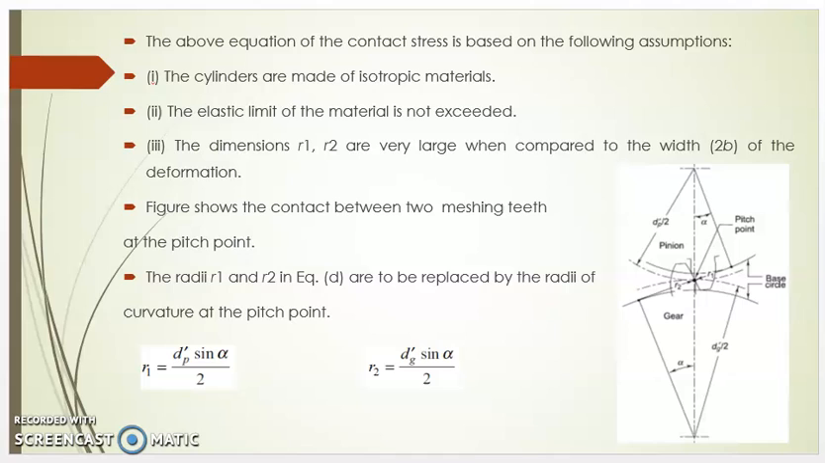Therefore, R1 is equal to dp dash sin alpha divided by 2 and R2 is equal to dg dash sin alpha divided by 2, where dp dash and dg dash are pitch circle diameters of the pinion and gear. Alpha is the pressure angle.